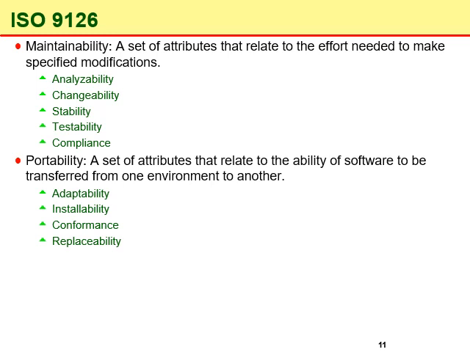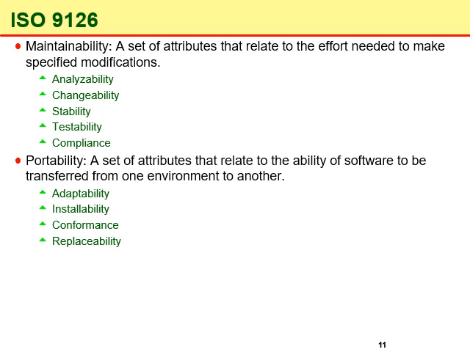Analyzability refers to the attribute of software that relates to the effort needed for diagnosis of deficiencies or causes of failures, or for identification of parts or subsystems of the system to be modified. Whereas changeability refers to the attribute of software that relates to the effort needed for modification, for fault removal, or for any other changes in the system.